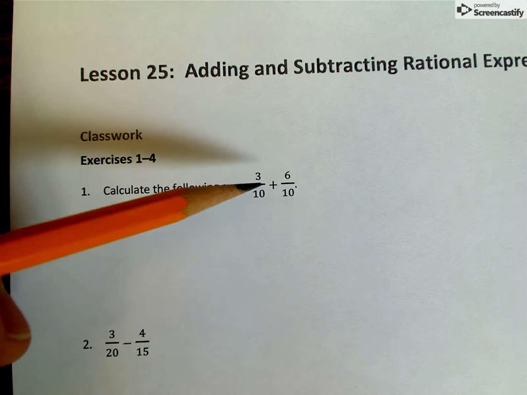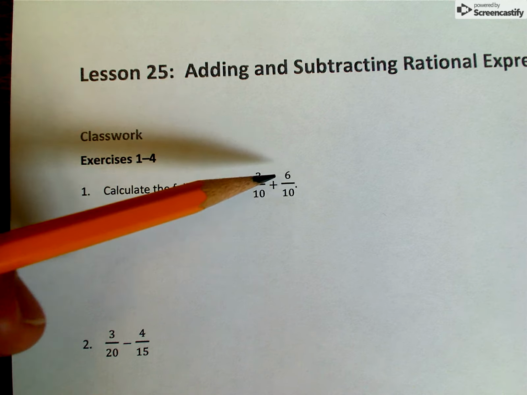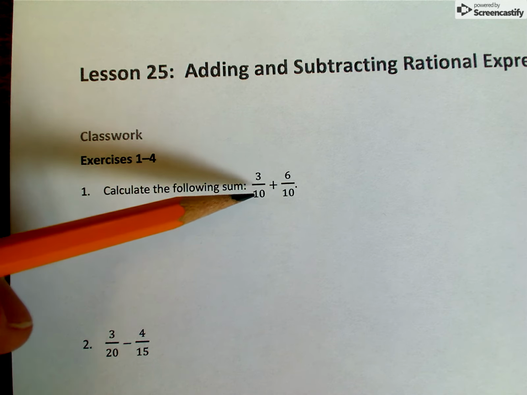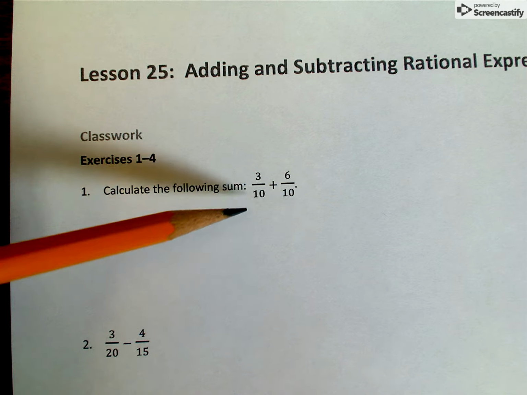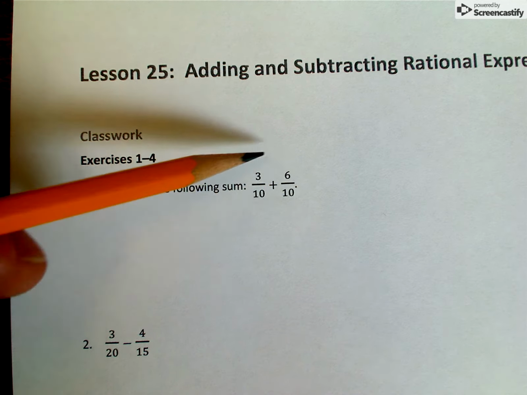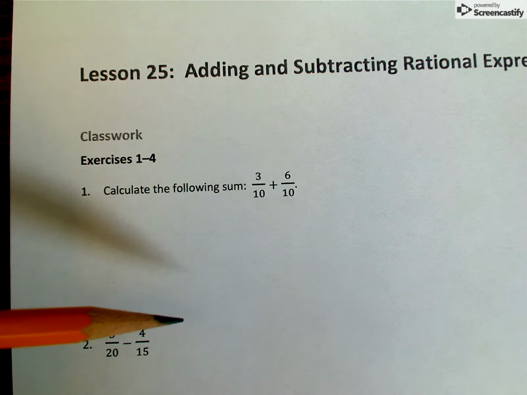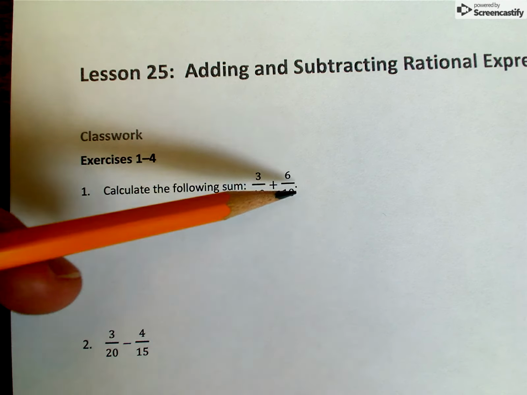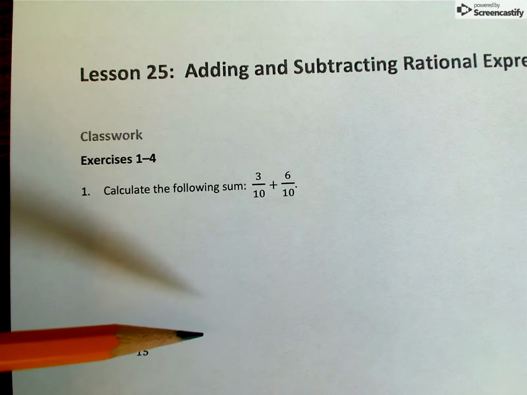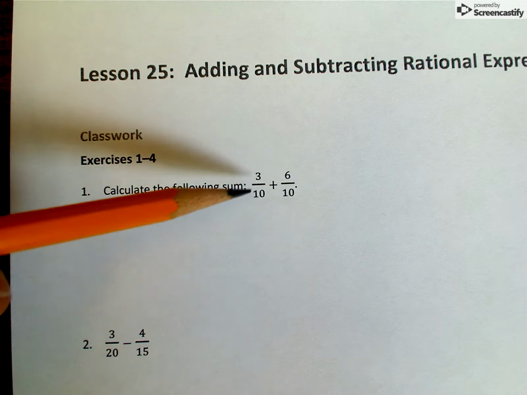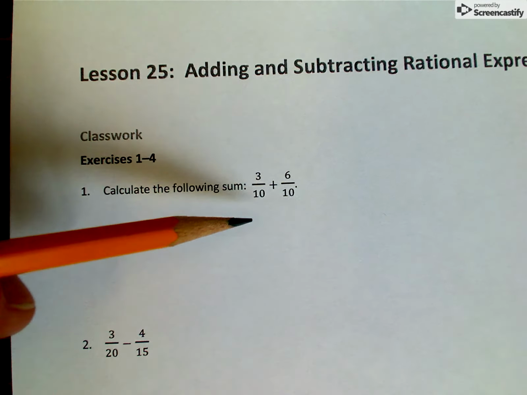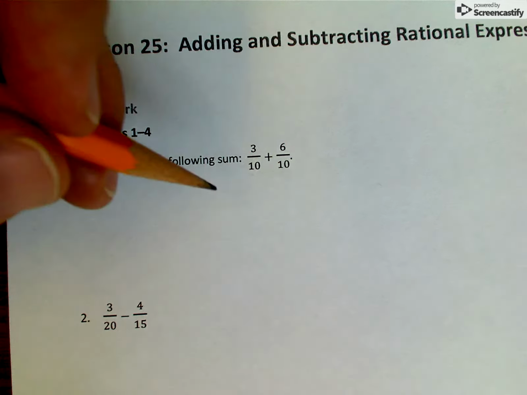Now, you may look at this and say, I know I can add these right away because they have a common denominator, 10. And that's true. These can just be added together to make 9/10, very simply. But I wanted to motivate one of the reasons why we need a common denominator when we add fractions. So I'm going to use this very simple example to illustrate this fact.